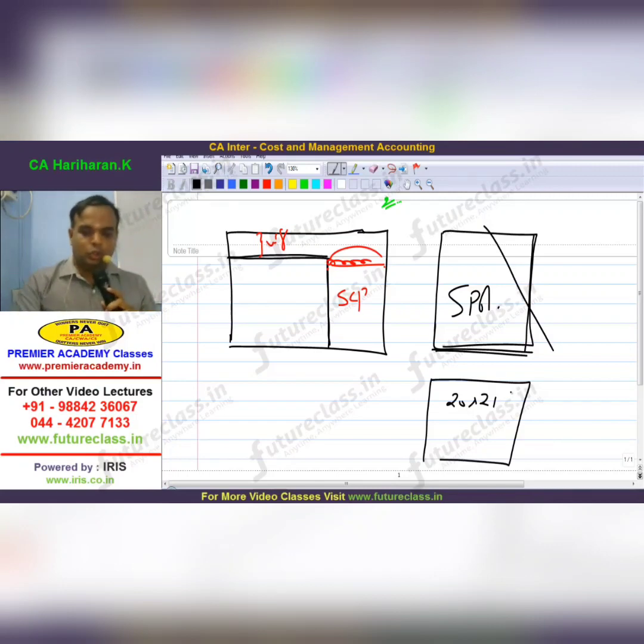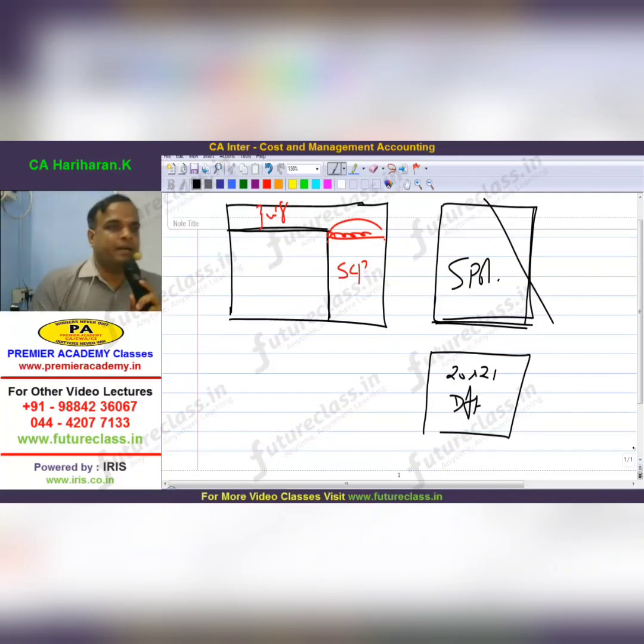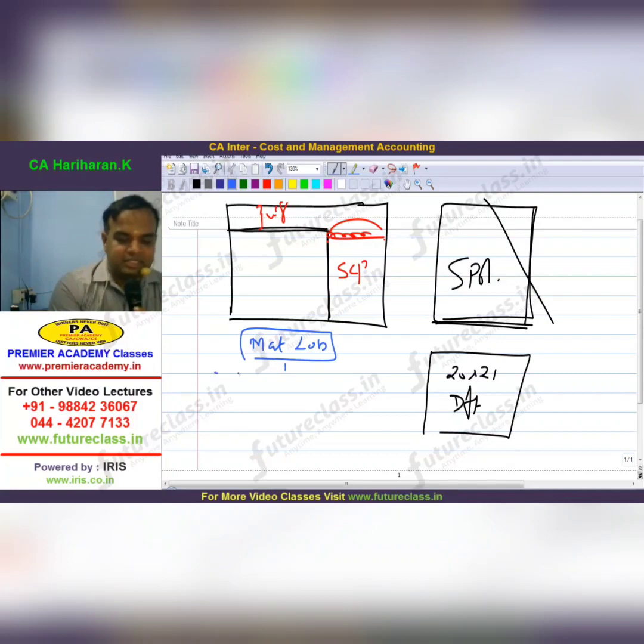Clear? Those products are called defective. What are they called? Defective. So, wastage, scrap, spoilage, defective. Whatever it may be, the wastage, scrap, spoilage or defective, everything is called material loss. Am I right? Loss of material, material loss. That material loss can be broadly classified into 2 types.